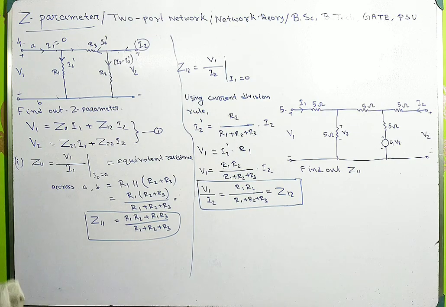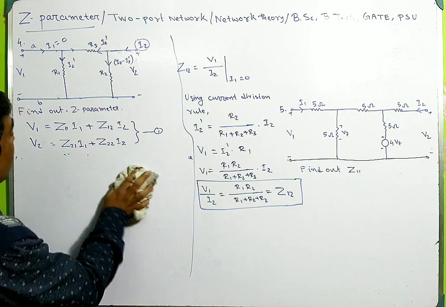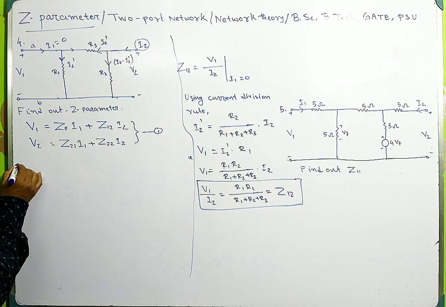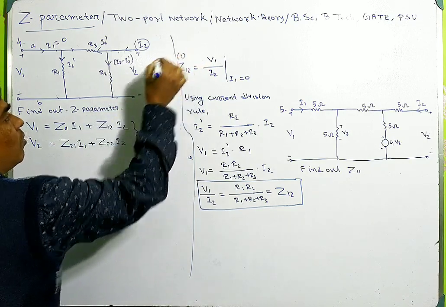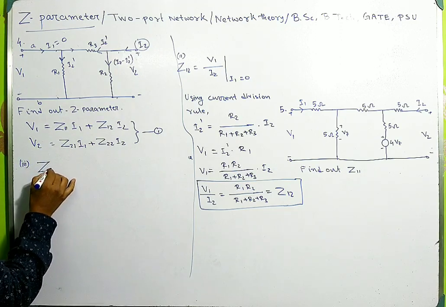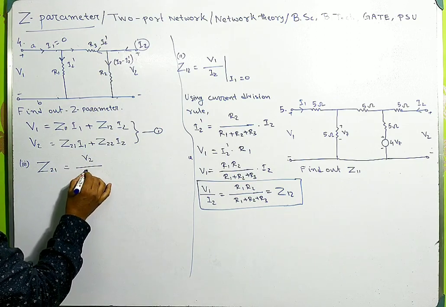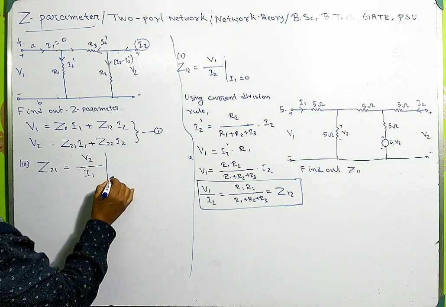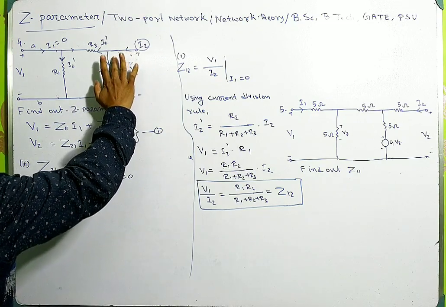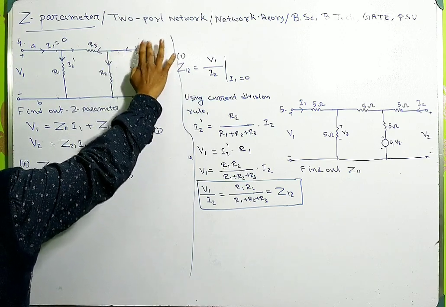Now we will deduce the Z parameter Z21. Now number 3, this is number 2, and number 3 we want to calculate Z21. So Z21 is given by V2 divided by I1 when I2 is 0. So in this case it is opposite to this case.